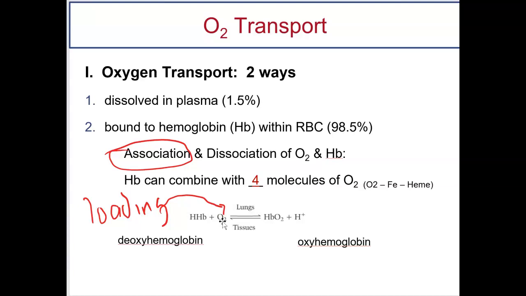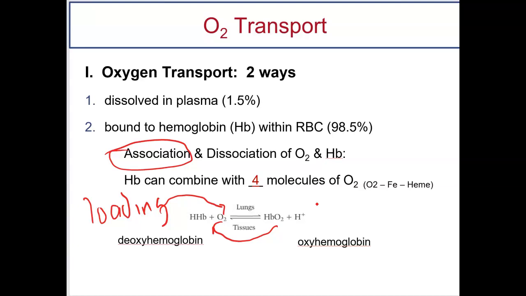Remember your chemistry. The HB grabs the oxygen, and then there's that hydrogen. So that's the equation. When we look at internal respiration, notice it's going to go the opposite direction. So it's one equation. You have to know which way it's going. Is oxygen loading or unloading?